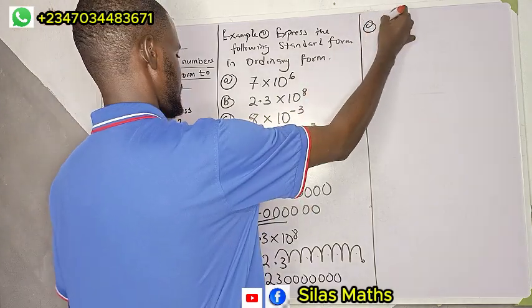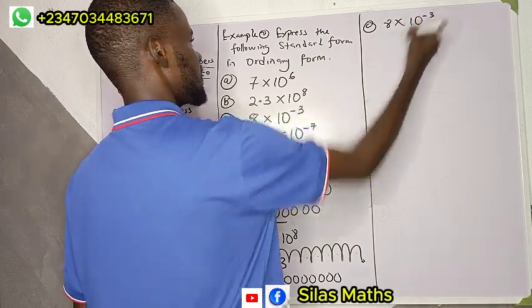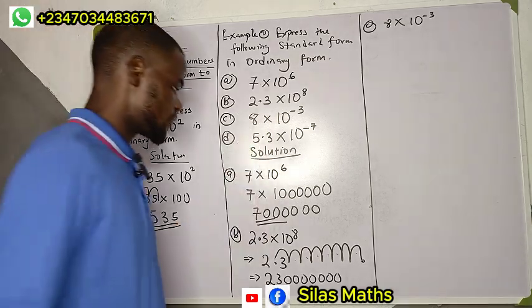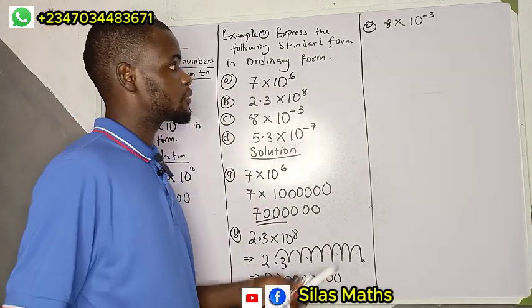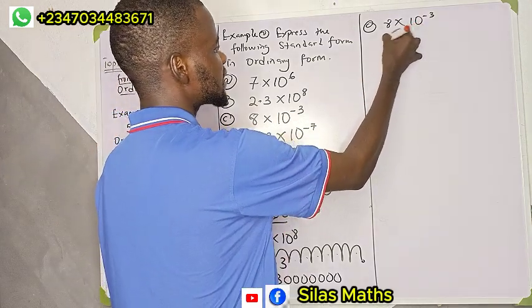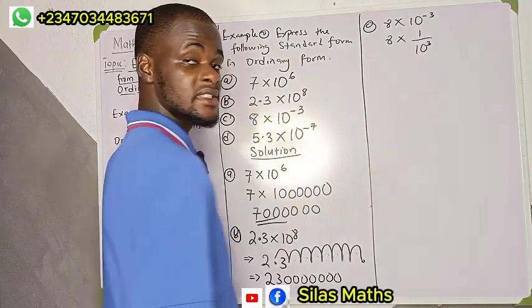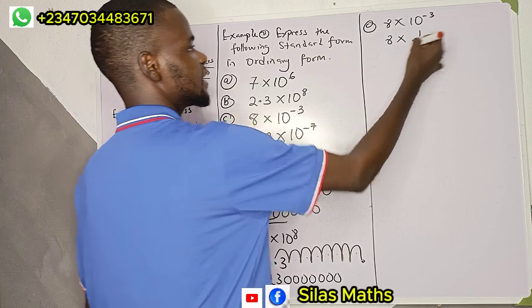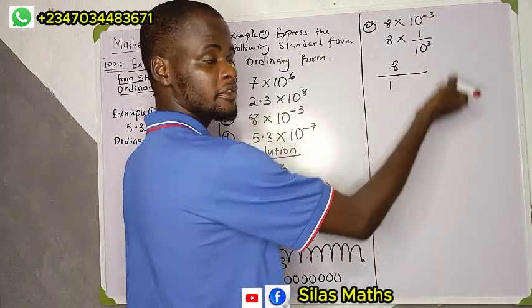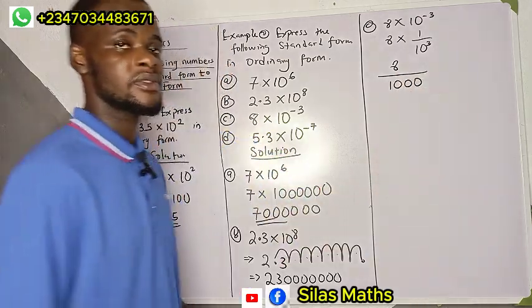I have C. I have 8 times 10 raised to the power of negative 3. Okay, if you are conversant with divisions, this will not give you any problem. So this is something as saying 8 times 1 over 10 raised to the power of 3, right? Yes, and that is something as saying 8 divided by 10 to the power of 3, which is 1000. That is 1 with 3 zeros.